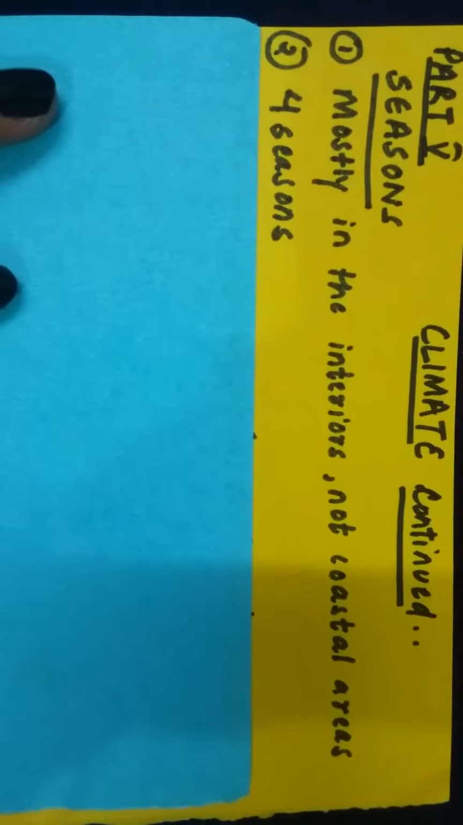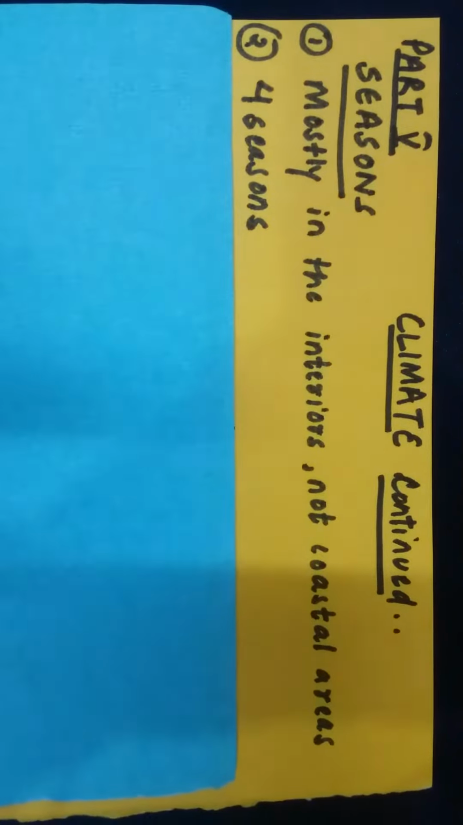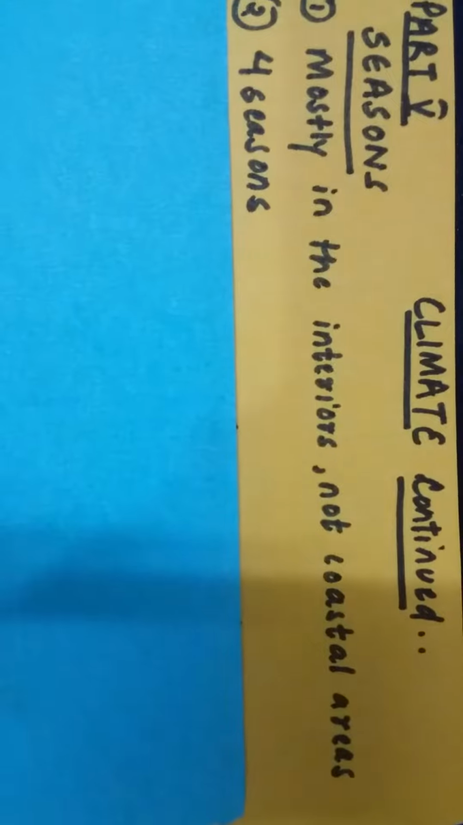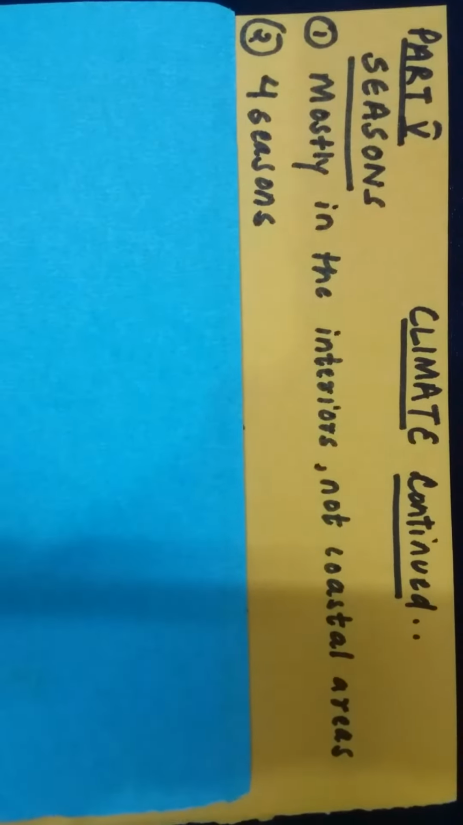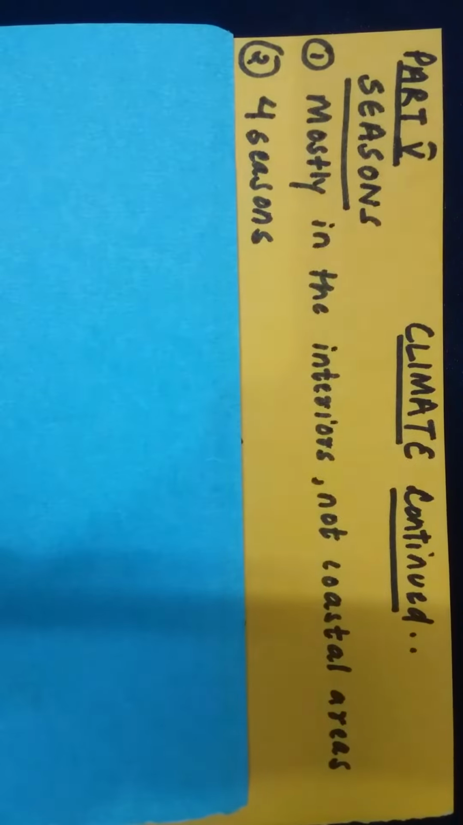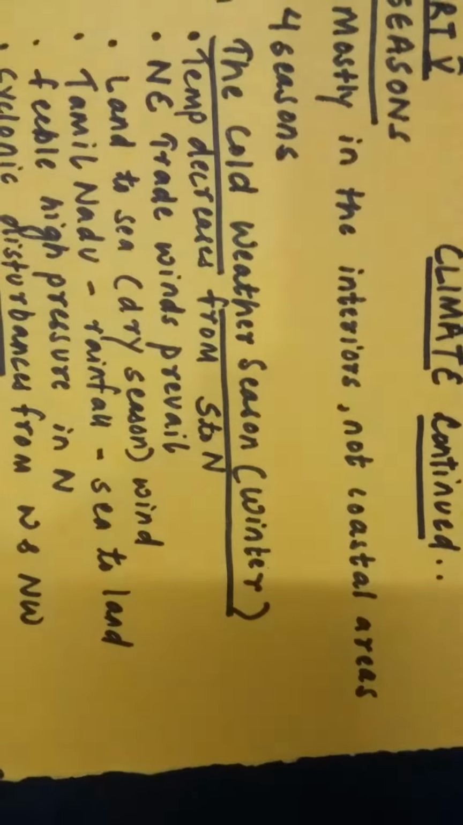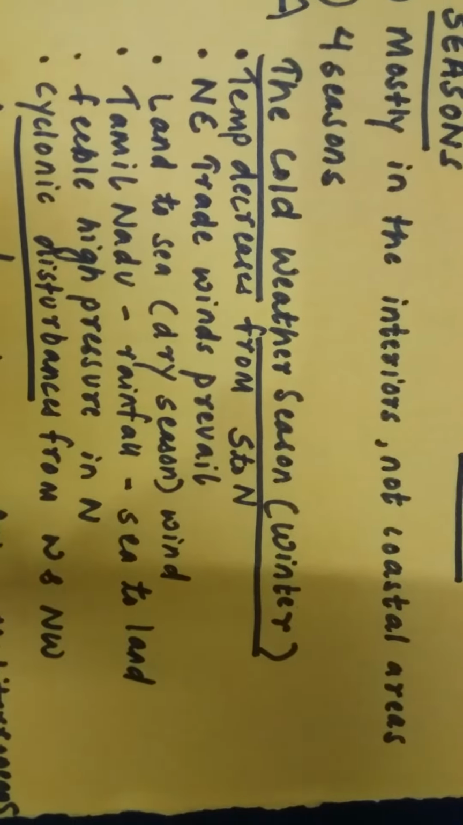So the second point is we basically broadly have 4 seasons, and as discussed in the last part, monsoon plays a very important role in determining or phasing out different seasons and bringing about 4 distinct seasons. So the first season that we'd be talking about is the cold weather season, which we also know as winter.